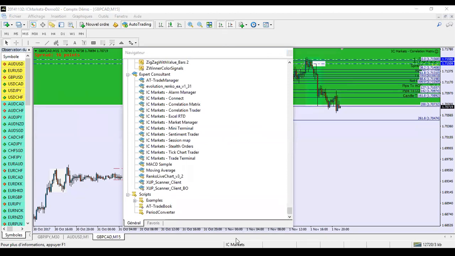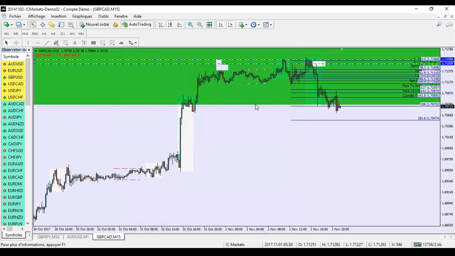Okay. So I will send you a website where you can have the real-time correlation tables. And if there is a pair that correlates more than 70% with another one, I don't take the two trades. I just choose the most profitable one. And you have to know something else.